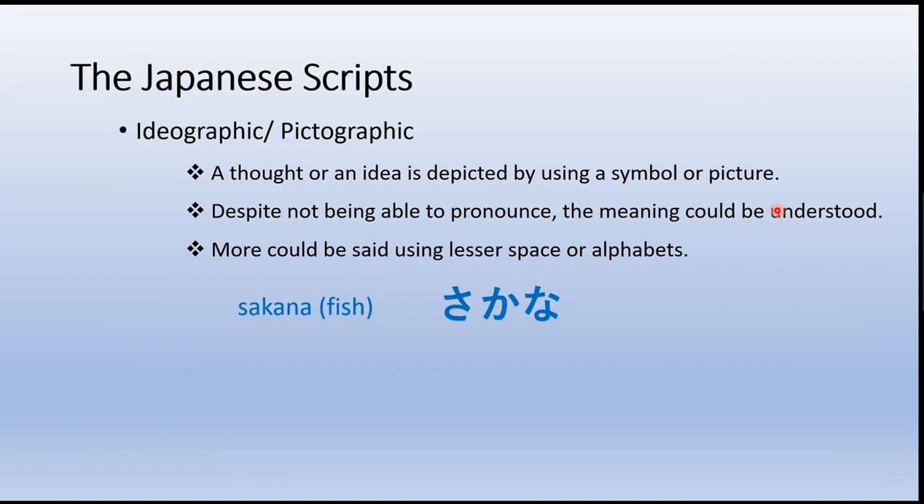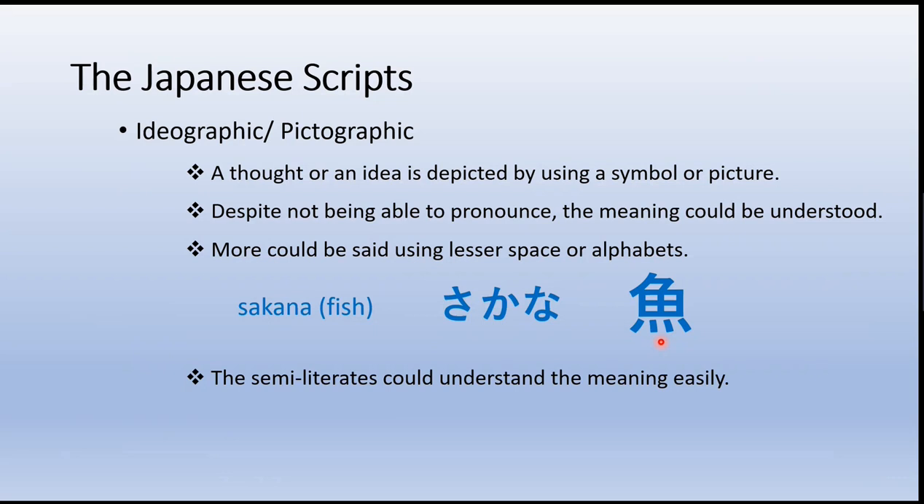Fish in Japanese is called sakana. So as you can see, in hiragana script this is written as sakana here. So it takes 3 alphabet spaces. So if we write it in the pictographic script, it will be like this. This is the pictogram for fish in Chinese or Japanese. So as you can see, it takes a single character space and it definitely gives more meaning of the item in question.